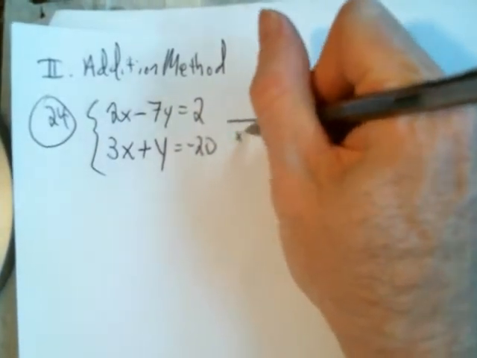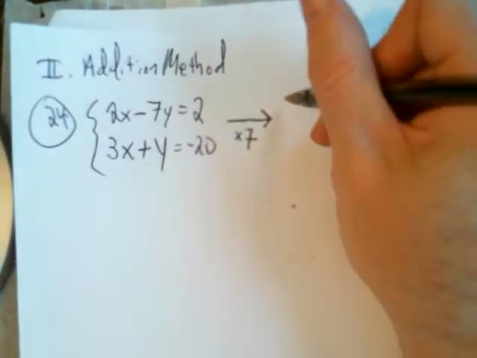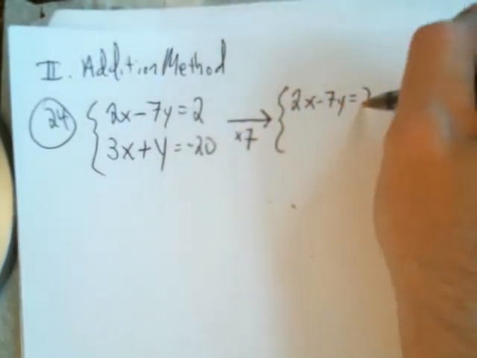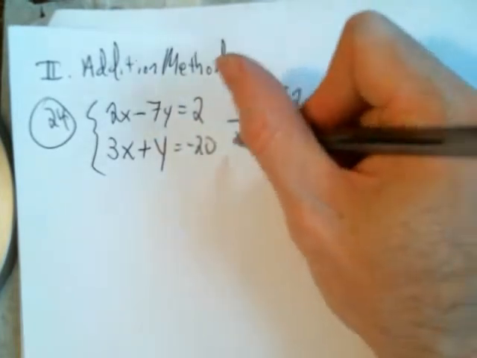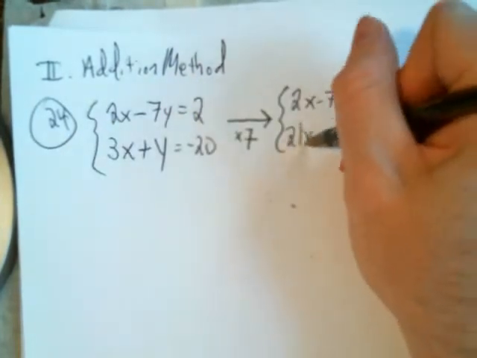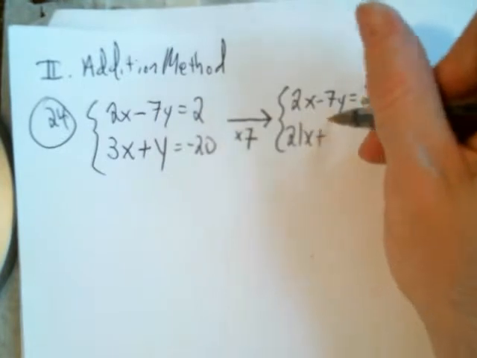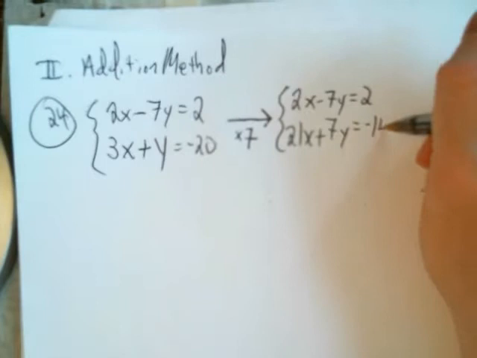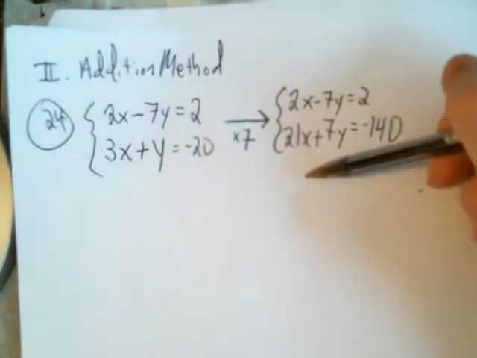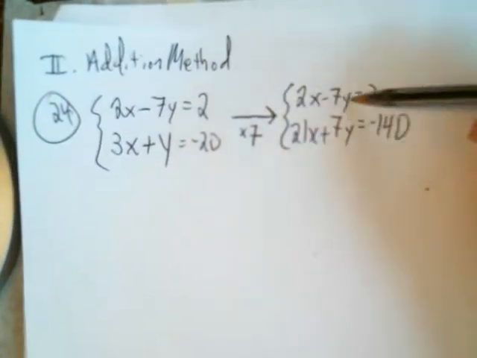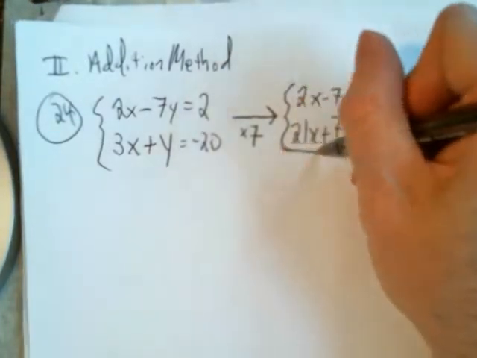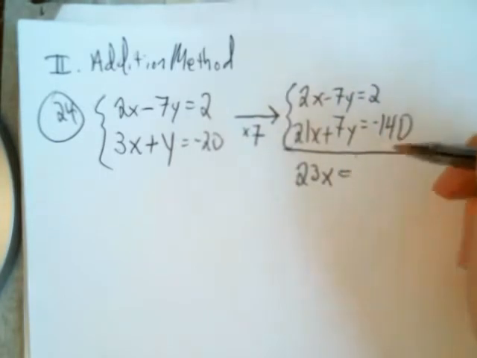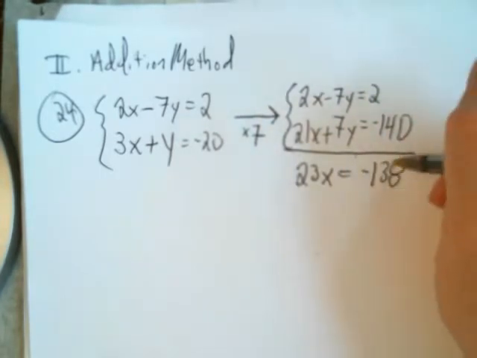So it seems like if I multiply the bottom guy by 7, I'll get just that. So 7 times 3x is 21x, 7 times y is 7y, and then 7 times negative 20 is negative 140. And then scan again. So if I scan, I see, all right, the y's are going to cancel, and that'll be a good thing. So I have 23x equals negative 138.